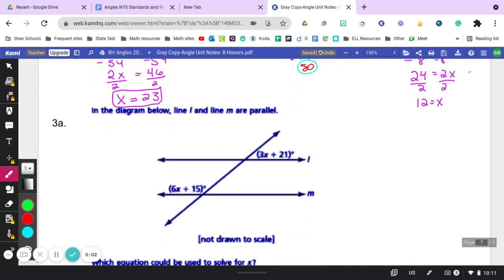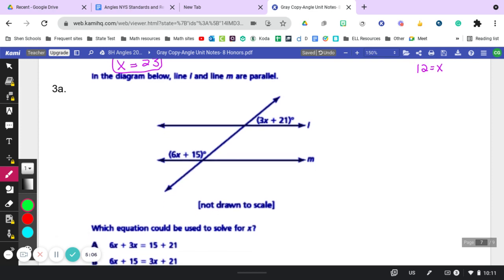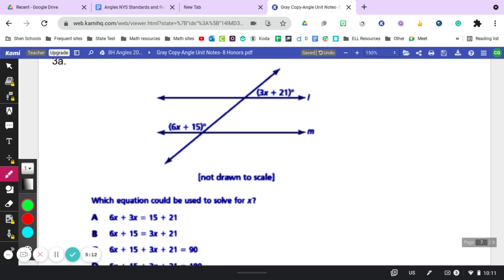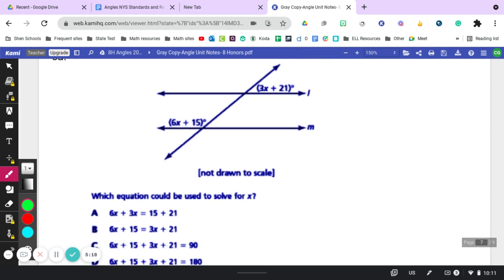The next example we have is a former state test question. It says in the diagram below, line L and line M are parallel. Notice that it's very important so that we know what the angle relationships are. And it says not drawn to scale, which means we can't use a protractor and measure these angles. So the first thing I'm going to do is look at the angle relationship. I'm talking about this angle and this angle. So I have an exterior angle and an interior angle.